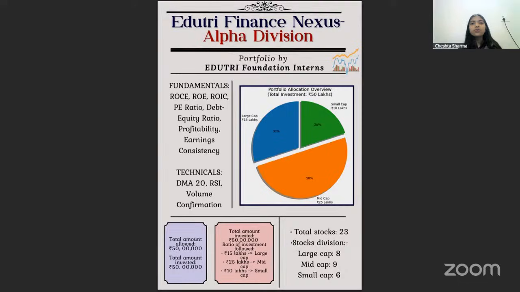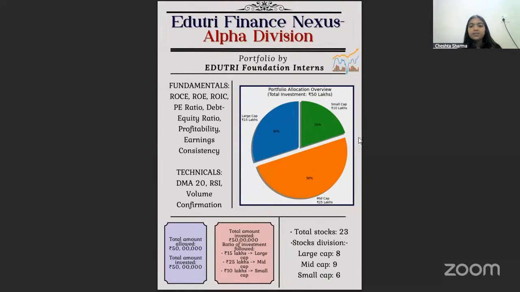So, a quick review of the task we were given. We were allocated 50 lakhs as a budget to invest in a minimum of 20 and a maximum of 30 companies. Our team chose to invest in a total of 23 stocks. We have invested in 8 large cap companies, 9 mid cap companies, and 6 small cap companies. We have chosen market capitalization as the basis for division. We have invested all our budget, 50 lakhs out of 50 lakhs.